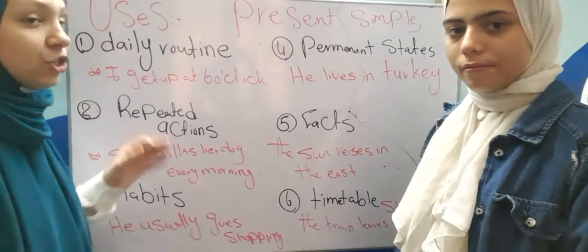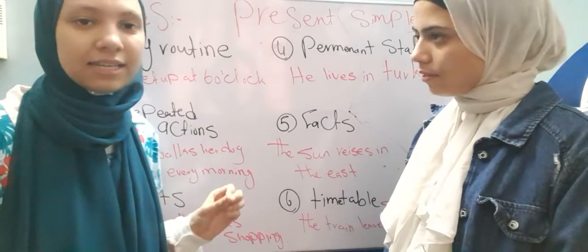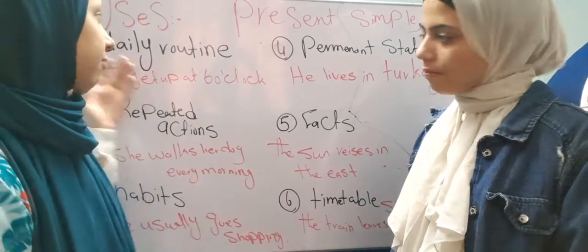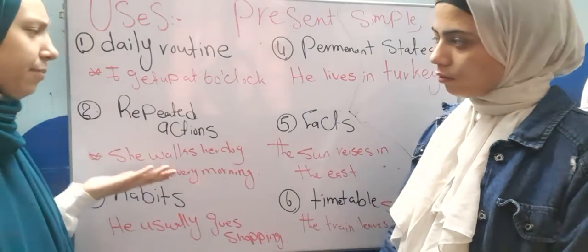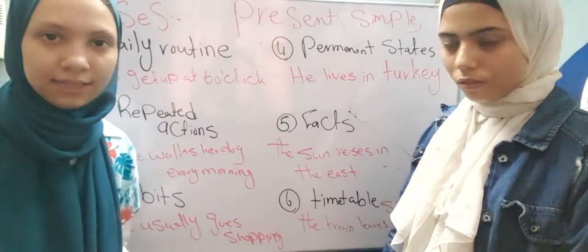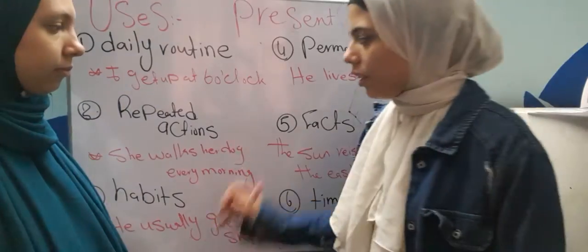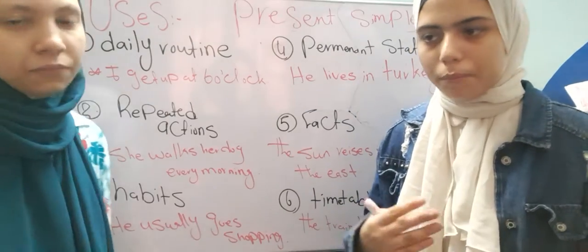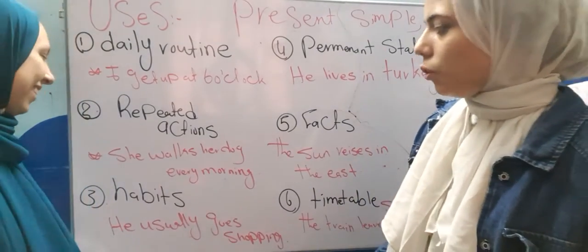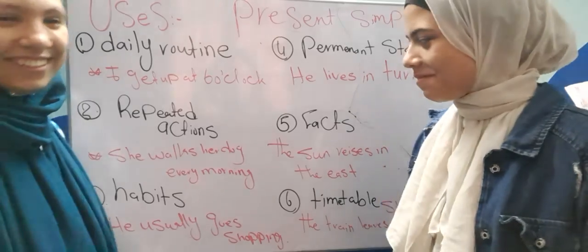And now we have the usage of the present simple. Okay, the first use is daily routine. Okay, like for example, I get up at 6 o'clock. And the second one is repeated action, and that means that you do the action more than one time, as in she walks her dog every morning.